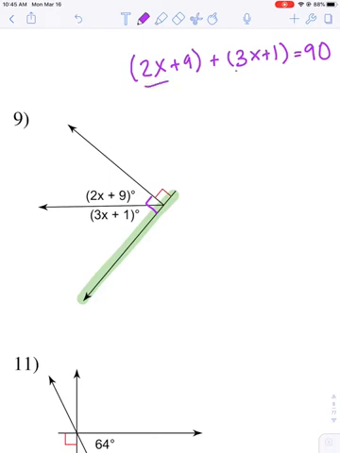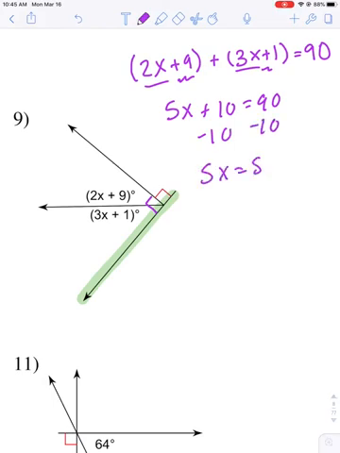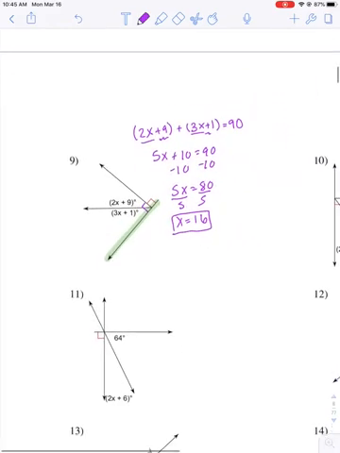I'm going to combine like terms. So 5x plus 10 equals 90. Subtract 10 from both sides. I get 5x equals 80. Divide both sides by 5. And here's the correct answer. X equals 16. Since x is not its own angle, there's not going to be a degree sign on that answer. Very sorry about me setting it up wrong the first time.